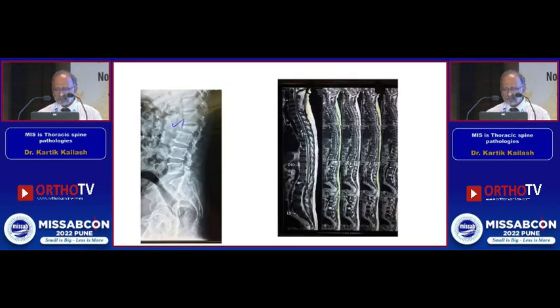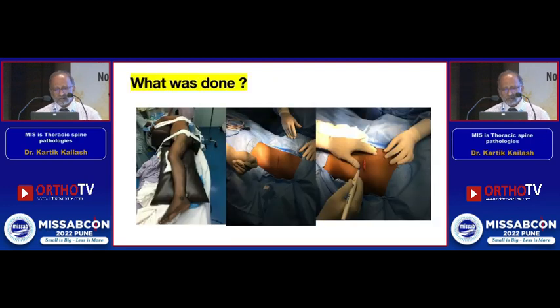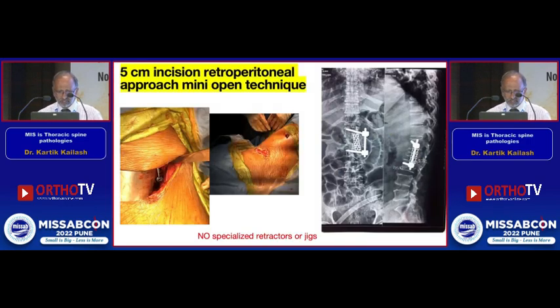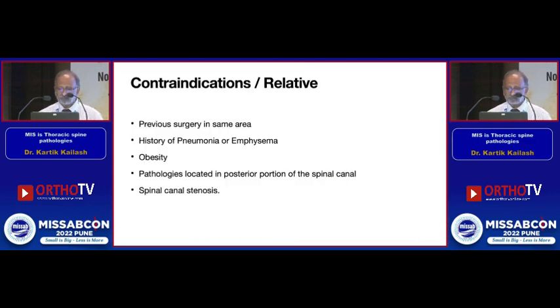A small example here of a fracture. What was done was a small 5 centimeter incision through which you could go ahead and do a corpectomy or an instrumentation. This can be done using one of these retractors, or even otherwise, if you don't have the facility to do it, use Hohmann retractors, and it can be done in an elegant manner, putting in a cage as well as these screws across.